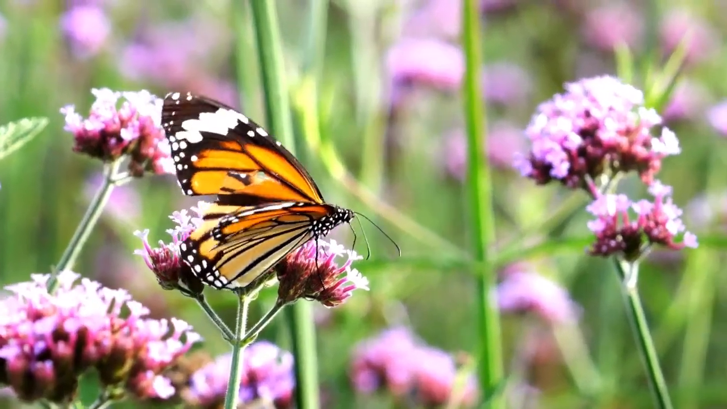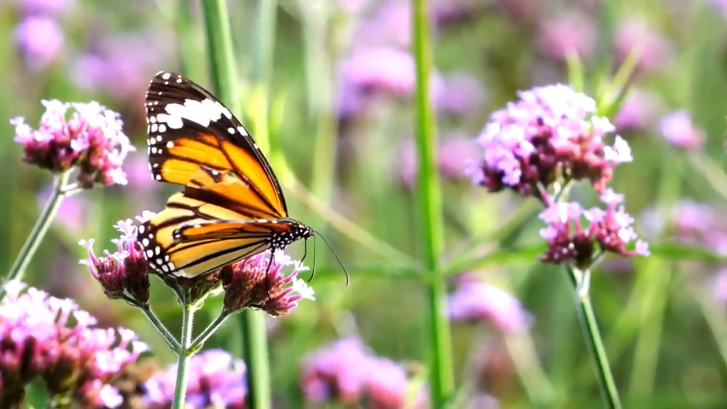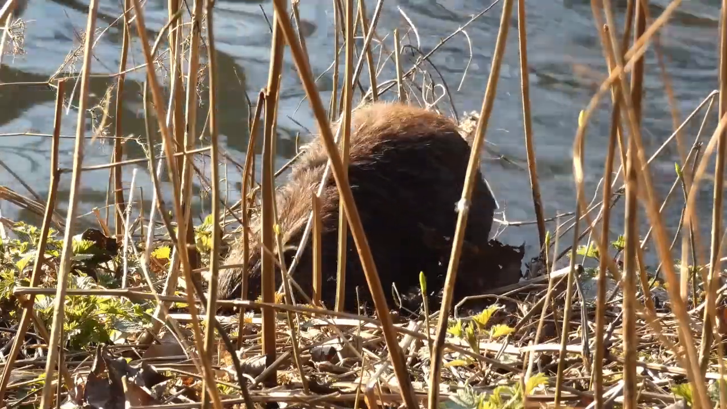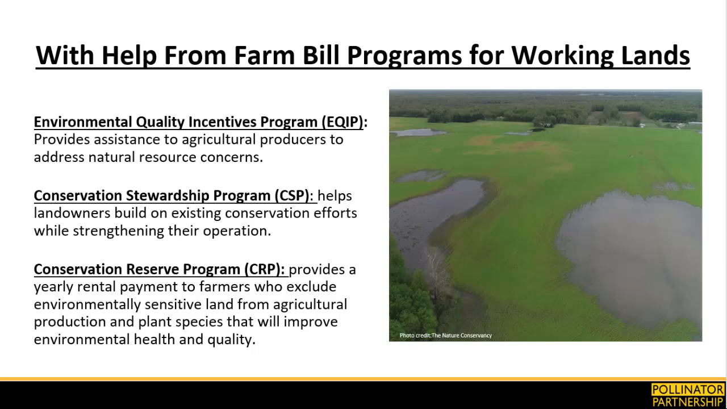There are several programs available to help qualifying landowners and producers plan and fund wetland projects. Federal Farm Bill programs, such as the Environmental Quality Incentives Program, or EQIP, Conservation Stewardship Program, or CSP, and the Conservation Reserve Program, or CRP, are commonly used to help landowners implement wetland restorations. For a more in-depth look at EQIP, CSP, and CRP, check out our first 3 videos in the series where we review what these programs are and how they may be utilized on your operation.